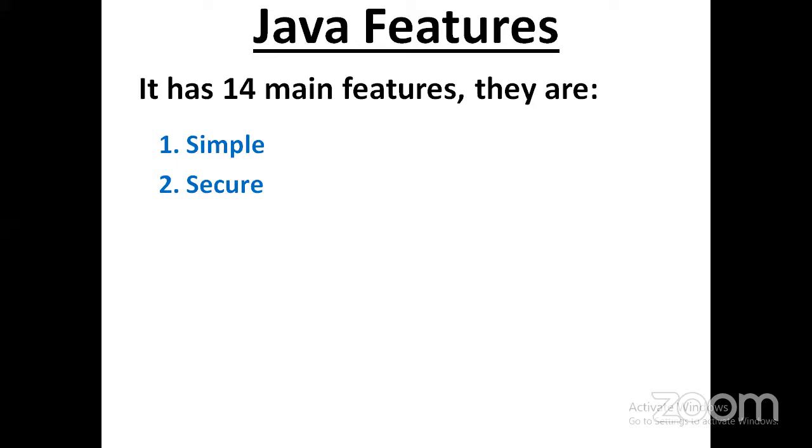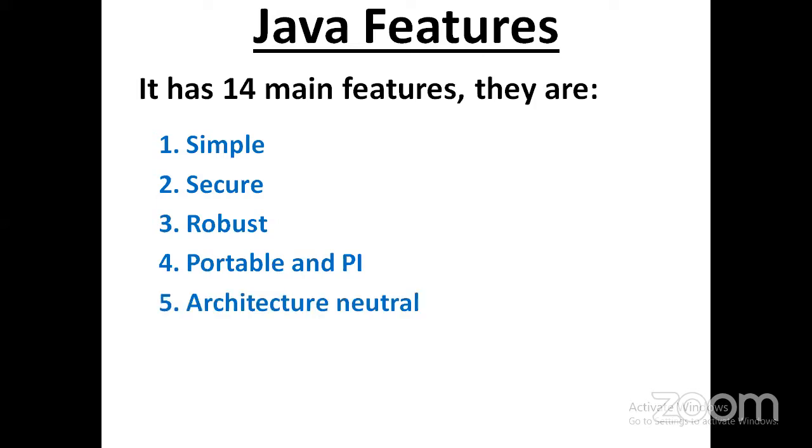Now, come on, try to talk from your side. First feature is what? Simple. Second feature is what? Secure. And what is the third feature? The third feature is robust. The fourth feature is portable and platform independent. The fifth feature is architecture neutral. So: simple, secure, robust, portable, architecture neutral.